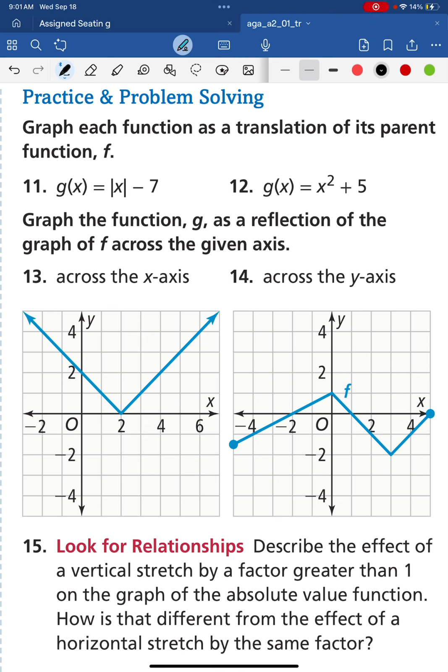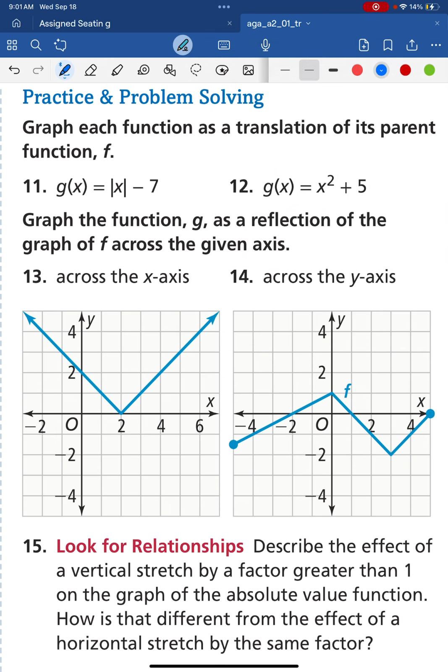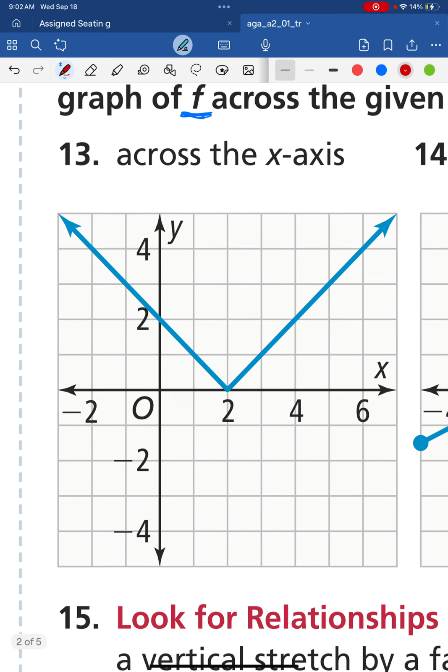So this one wants me to graph the function g as a reflection of the function f across the x-axis. So my function f is my original function, and it is plotted in blue. I'm going to plot the function g in red. So if we're looking at number 13, if I'm doing a reflection across the x-axis, that means that I want to flip my graph over the x-axis.